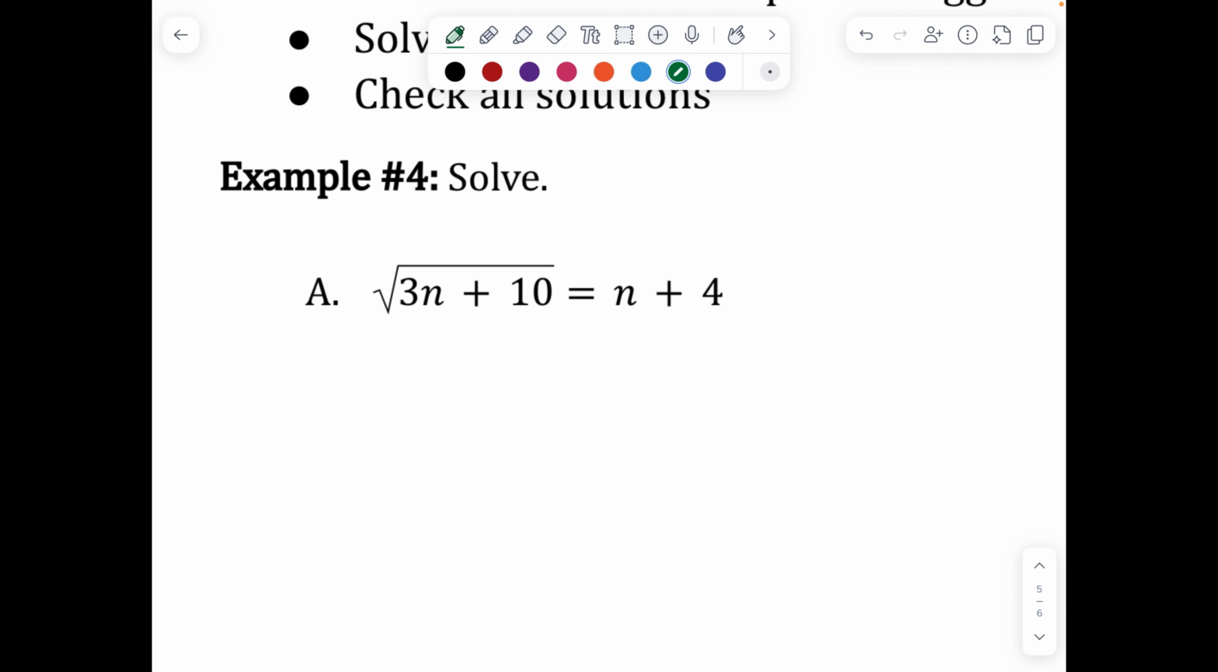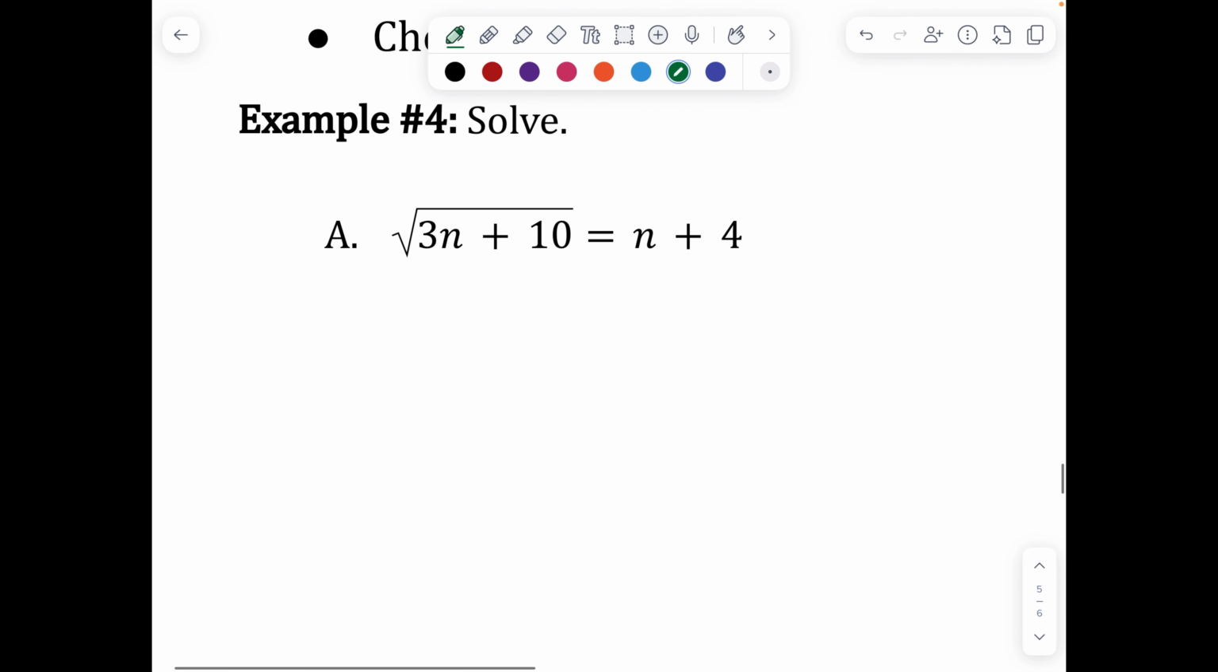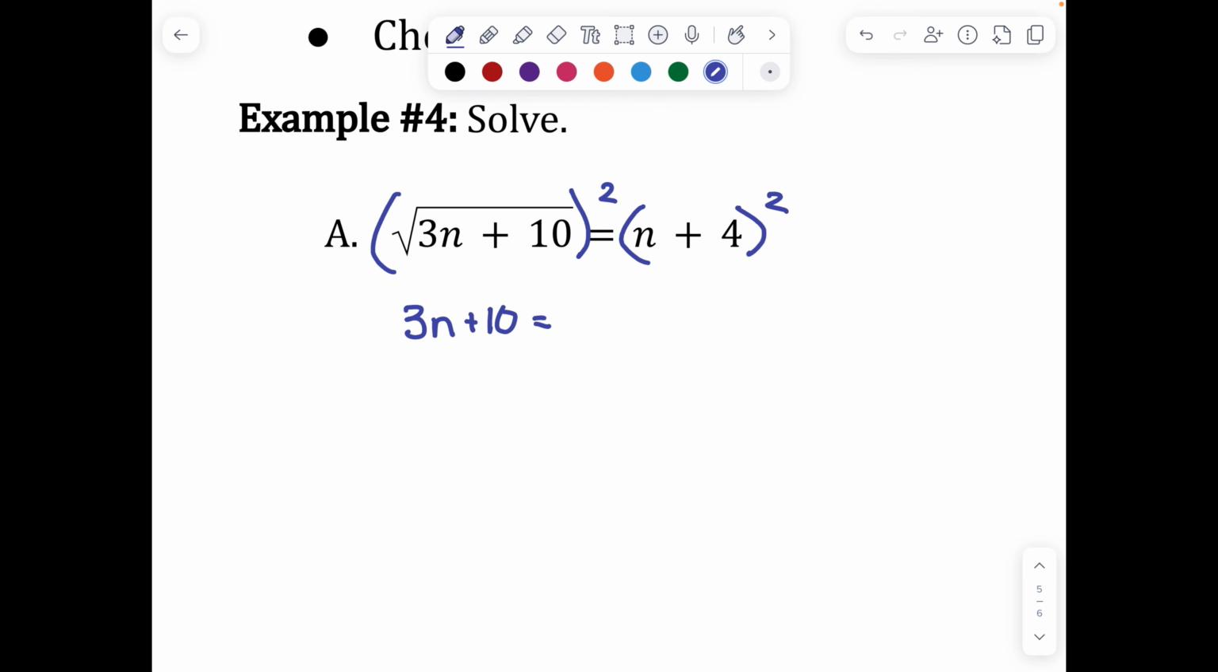So let's go ahead and take a look at our first example. So we have the square root of 3n plus 10 equals n plus 4. So I see that our radical is already isolated. It's already by itself on one side. My index is 2, that I don't see, so I'm going to raise both sides to the second power. On the left side, I'll be left with 3n plus 10. On the right side, I need to FOIL, so it's n squared plus 8n plus 16.